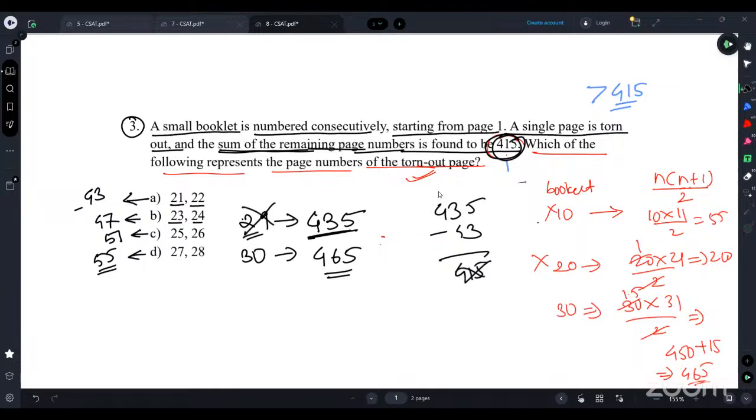Now let's do it for 30. If it is a 30-page booklet, and if I subtract any number from this, is it possible to get a summation of 415? If I subtract 415 from 465, how much will the summation be? It will be 50, right? So 50 should be the summation of these numbers. But in any case, are we getting a summation such as 50? No. So a 30-page booklet is again not possible. Now let's take a 31-page booklet. If I do the 31-page booklet, again, is it possible, guys?